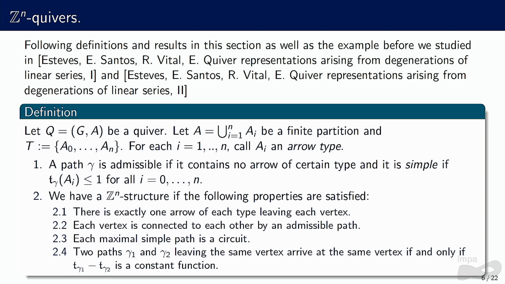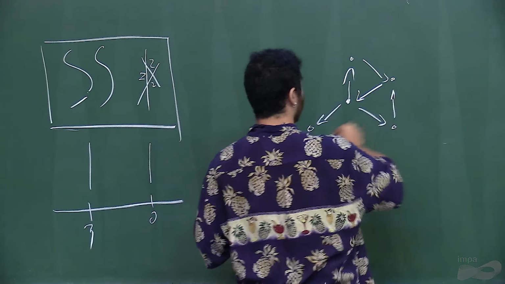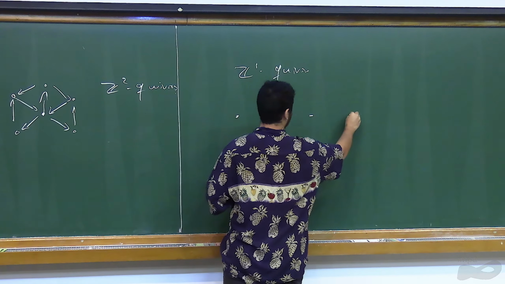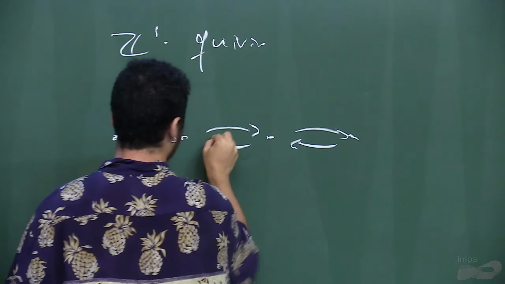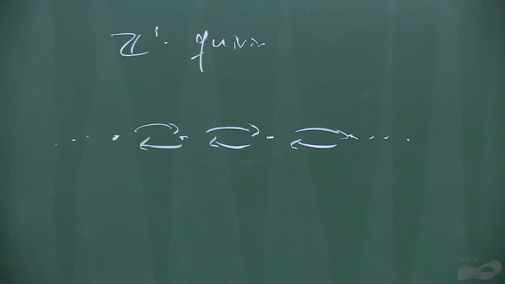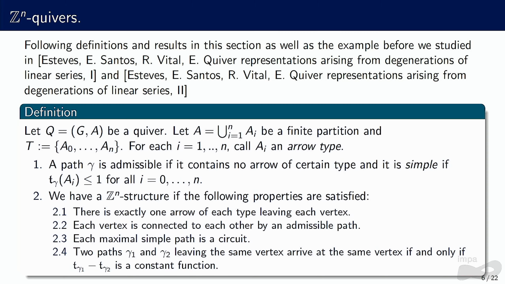So the picture you have to keep in mind is that we are looking at this kind of quivers. So this is the case for Z2 quivers. And the simplest case is Z1 quivers, which looks something like this. And they also show that up to isomorphism, these are the only two possible Z2 quivers and Z1 quivers. And in general, all Zn quivers are isomorphic as quivers.